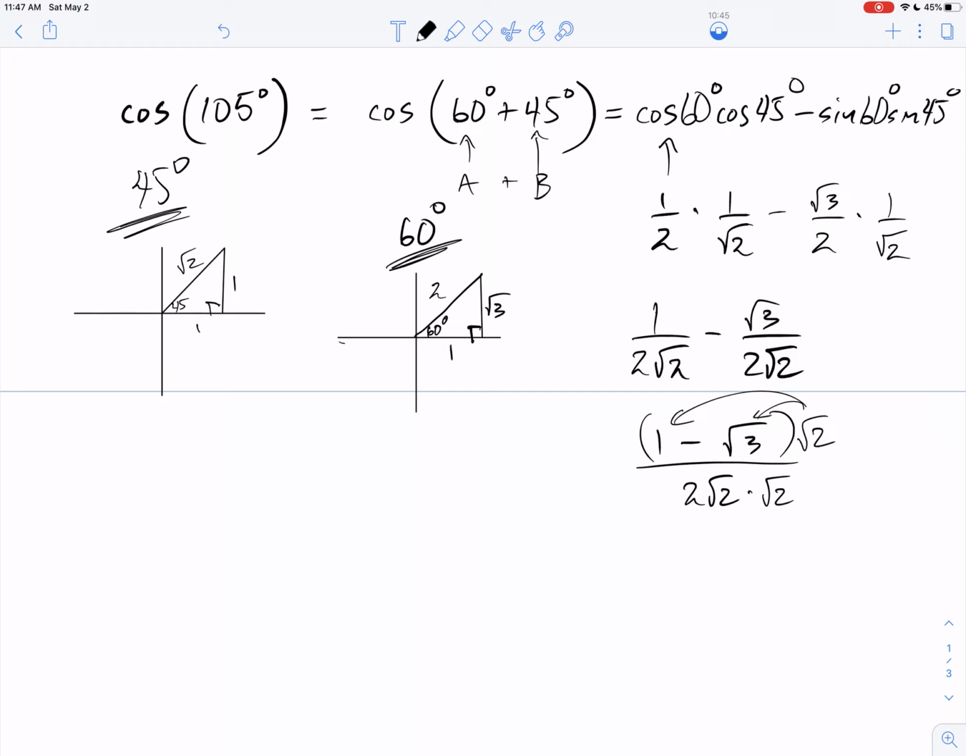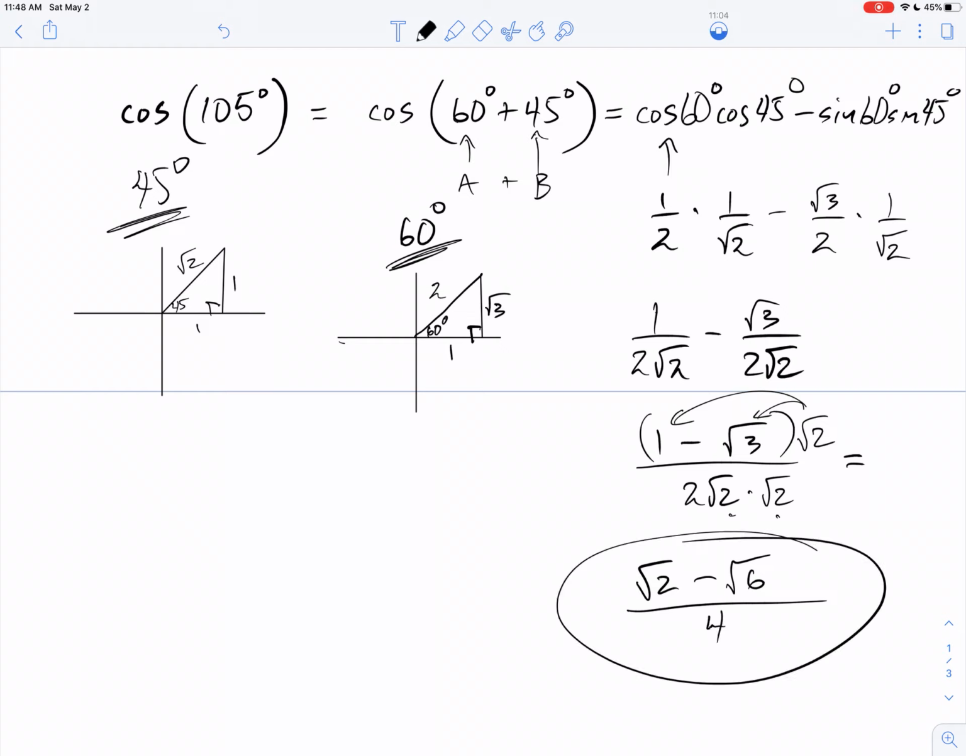So I end up with rad 2 in the top, right? I get right here rad 2 times 1 is rad 2 minus rad 3 times rad 2 is rad 6. And in the bottom, just like I had before, 2 times rad 2 times rad 2 is just 4. Fancy way to say 4. That is an exact value answer because it's got roots in it, no decimals.